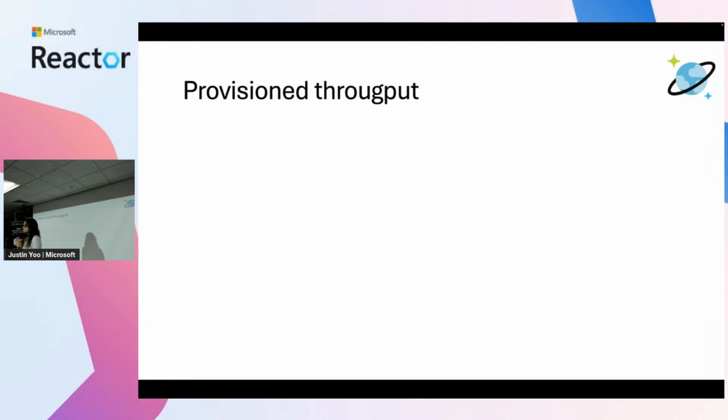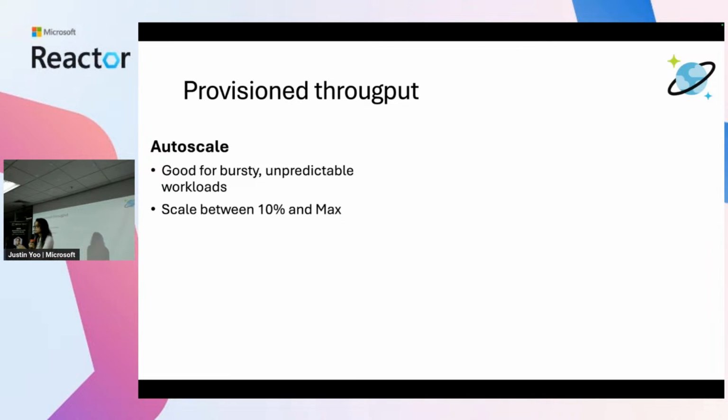Moving to provisioned throughput, we have two models in provisioned throughput. First is autoscale. Autoscale is basically good for bursty, unpredictable workload patterns. So what you have to do is provide a maximum capacity that you could use, and your container will scale from 10% to the max of that capacity instantaneously.